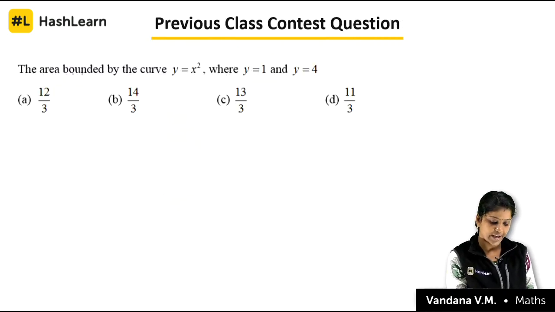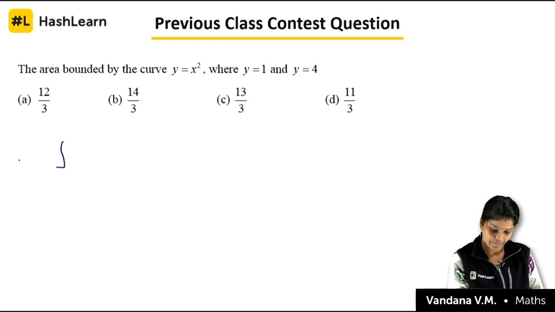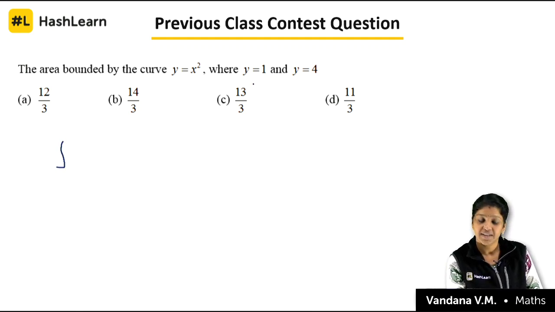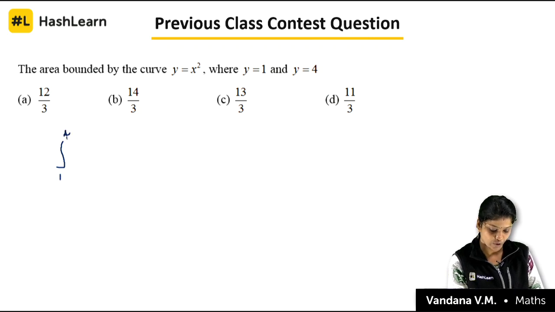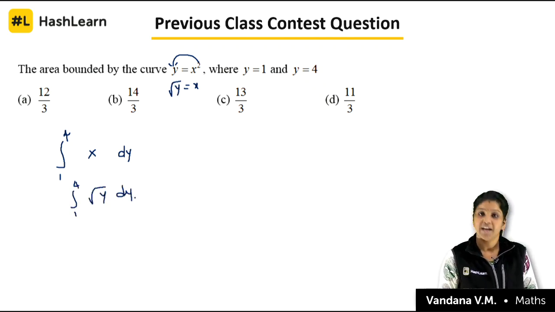Now, previous class, the area bounded by the curves. Look at here, integral. The limits are from 1 to 4. Whose limits are these? It is y limits. So, the term should be x. So, I want x, which on this side is root y. Integral 1 to 4 root y dy. Integrate it and substitute the limits.